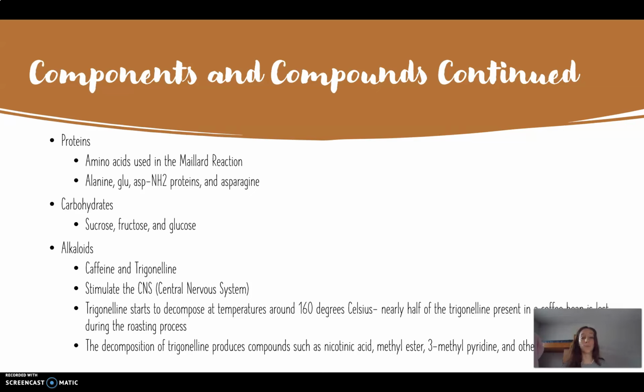So alkaloids, these are the most predominant compounds and components found in coffee, and those include caffeine and trigonelline. So they stimulate the CNS, central nervous system. Trigonelline starts to decompose at temperatures around 160 degrees Celsius. So that means nearly half of the trigonelline present in a coffee bean is lost during the roasting process. The decomposition of trigonelline produces compounds such as nicotinic acid, methyl esters, methylpyridine, and amylase.